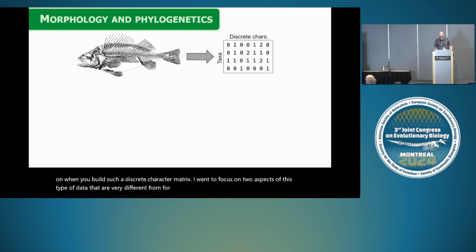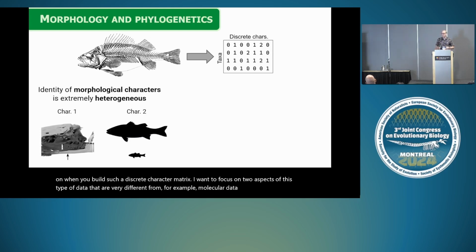I want to focus on two aspects of this type of data that are very different from, for example, molecular data sets. The first aspect is that the identity of morphological characters is extremely heterogeneous. So here, for example, you can have one character that is the shape of a bone, or even the shape of a little part of a single bone, and another character can be body size, large and small.